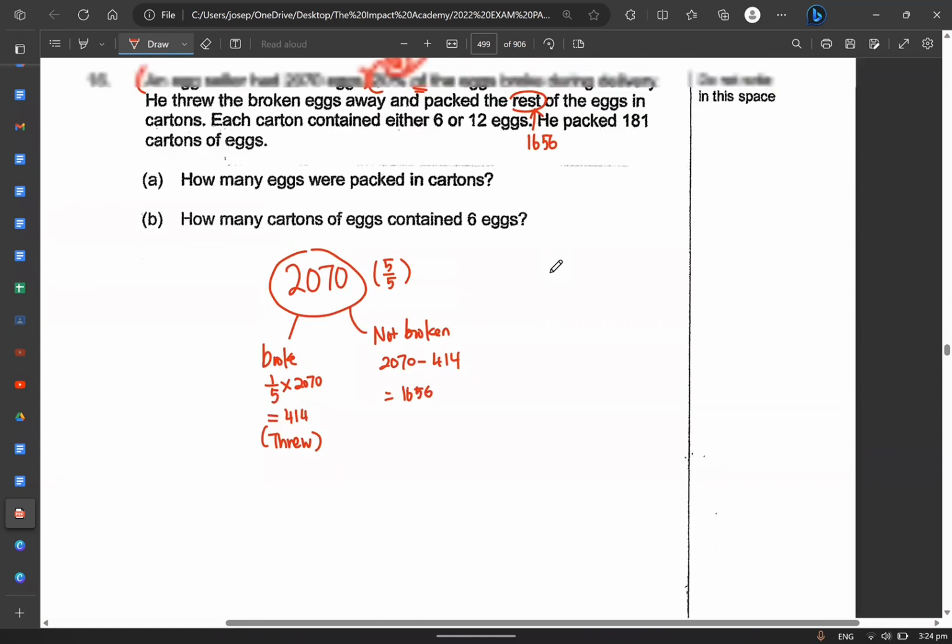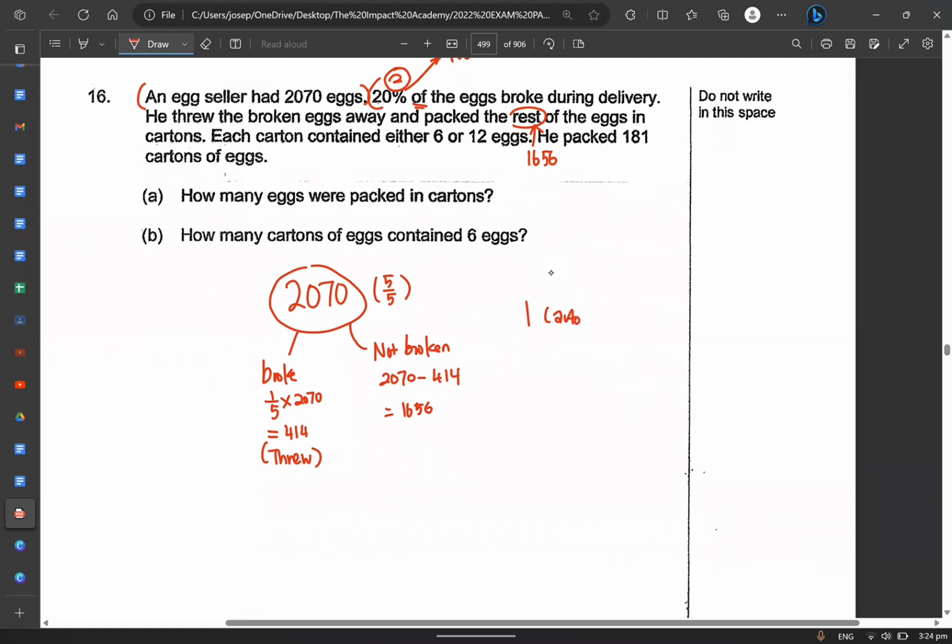Now what happens is this. They say that one carton can either be 6 or one carton can be 12. Can you see that? Now, over here it says that he packed 181 cartons of eggs. Of course, we don't know, because these 181 cartons could be some with 6 and some with 12. Now, question A can be answered. The first part of the question says, how many eggs were packed in cartons?